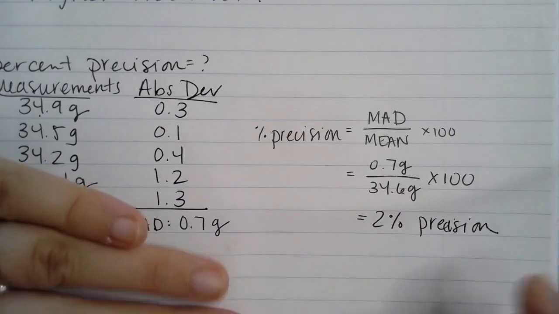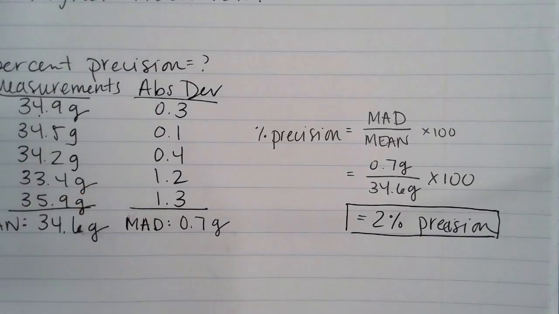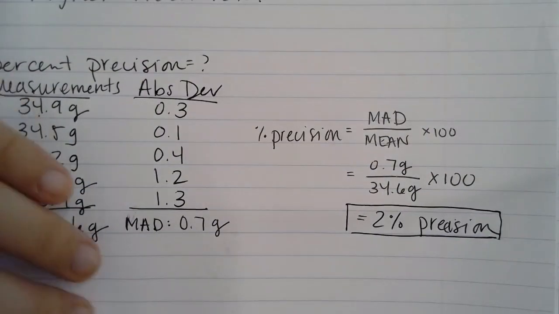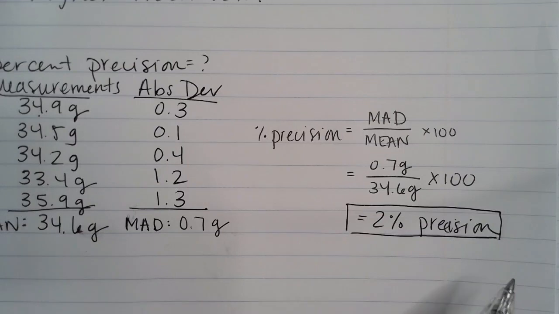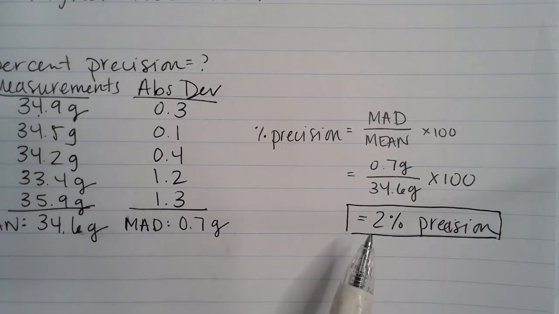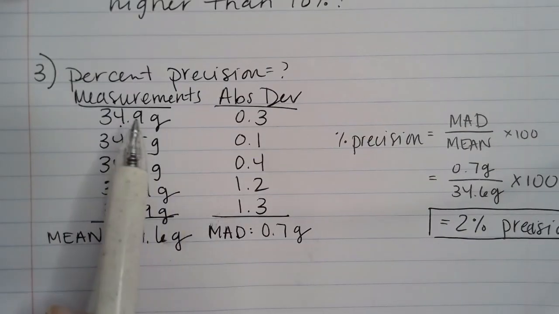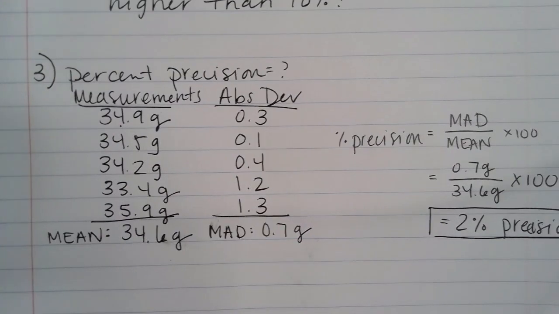Now the question is asking, is the student precise? Or it's asking, I'm sorry, what is the percent precision? So you would be good just leaving that. However, let's just take this a step further. Is the student precise? We would say yes, because our percent precision is below 5%, which is pretty darn good, which means these values are really close to one another, which is what you would want as a chemist.